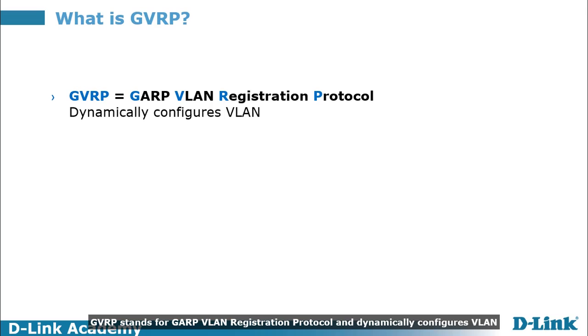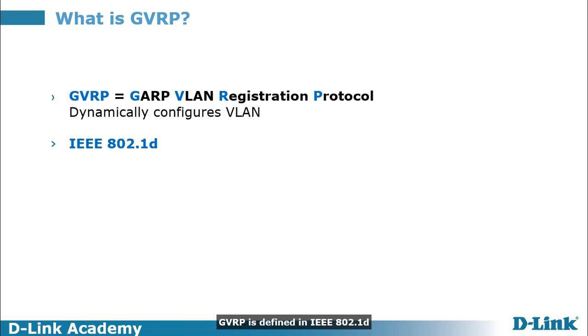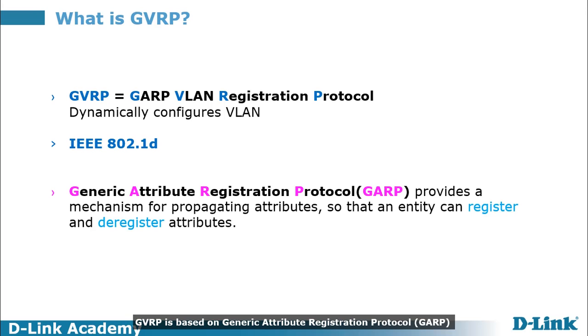GVRP stands for GARP VLAN Registration Protocol and dynamically configures VLANs. GVRP is defined in IEEE 802.1ad. GVRP is based on Generic Attribute Registration Protocol (GARP), which provides a mechanism for propagating VLAN attributes throughout the entire switching network. When GVRP is enabled, network devices can dynamically deliver, register, and propagate VLAN attributes.